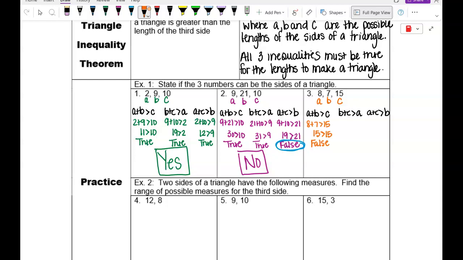If we check the other two just to show you, we would get 7 plus 15 is greater than 8. So 22 is greater than 8. And that is true. And then 8 plus 15 is greater than 7. 23 is greater than 7. That is also true. But again, it comes back to that one false statement that is going to make this a no.